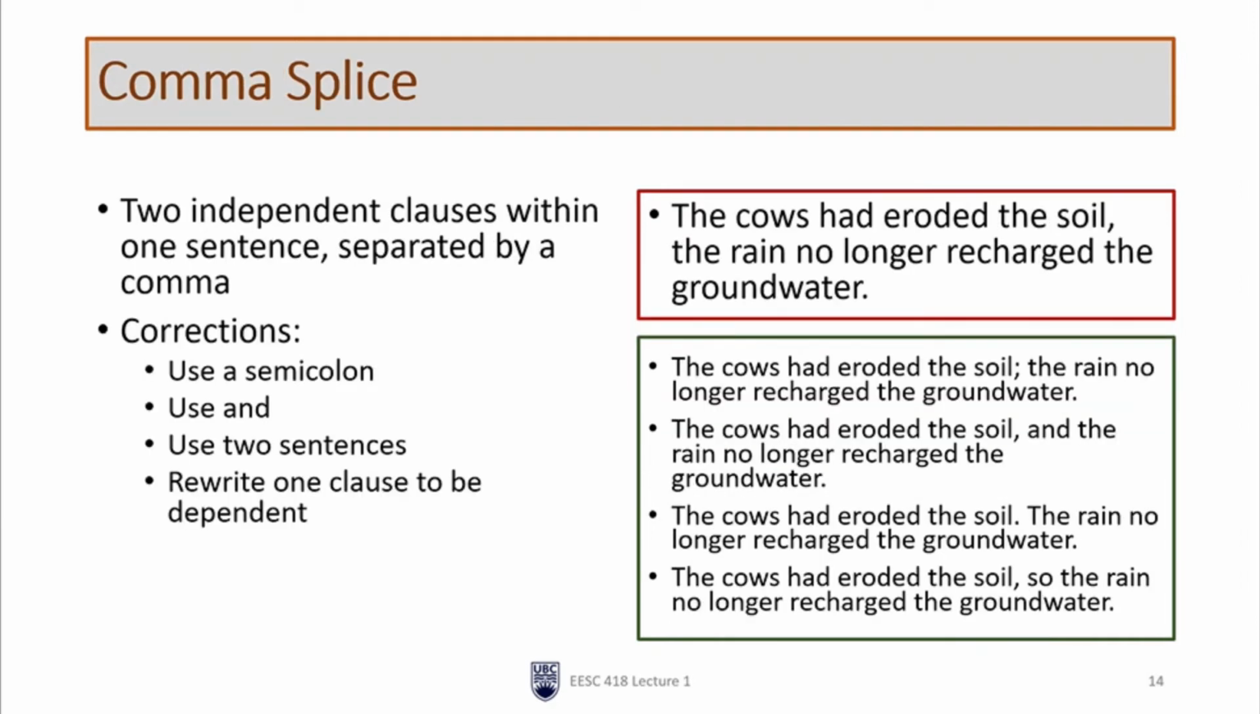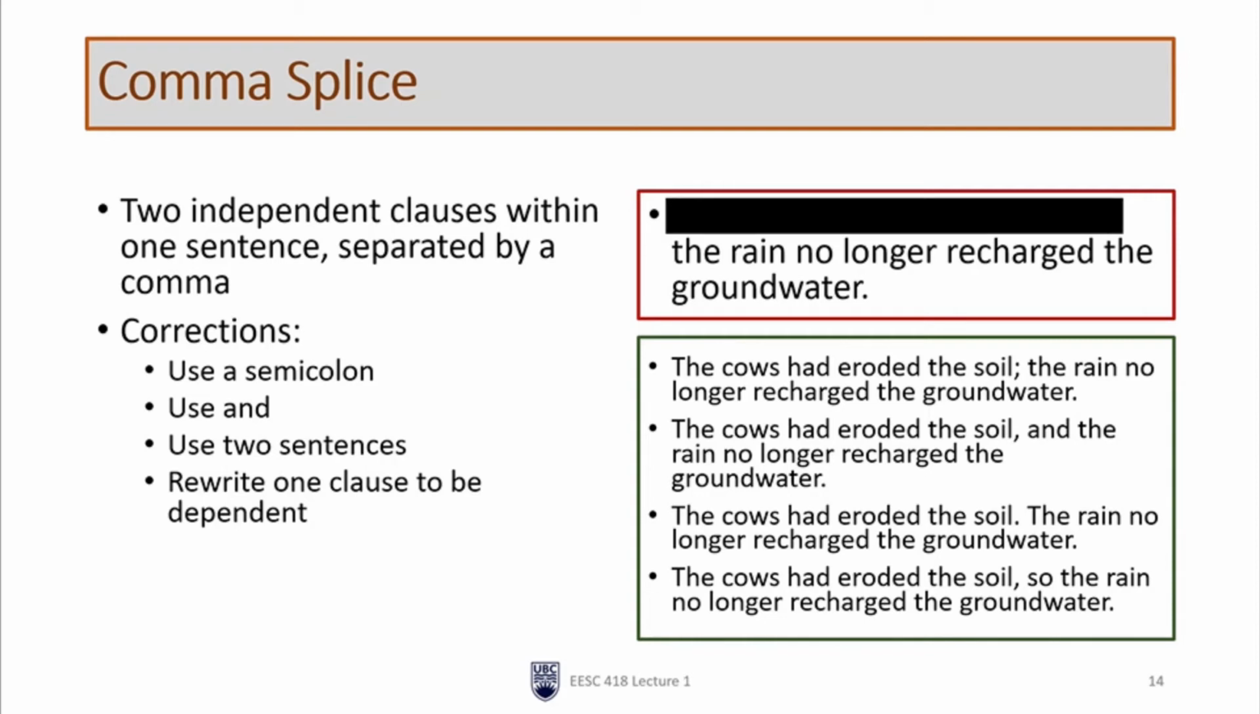Now the next two issues, the comma splice and the fused sentence, are almost the opposite problem. In both of these examples, we have two independent clauses within the same sentence, and they are joined incorrectly. With a comma splice, two independent clauses are joined by a comma with no other word, such as and, because, so, etc., to join the sentences together. In our example, the cows had eroded the soil, the rain no longer recharged the groundwater. These are two independent clauses.